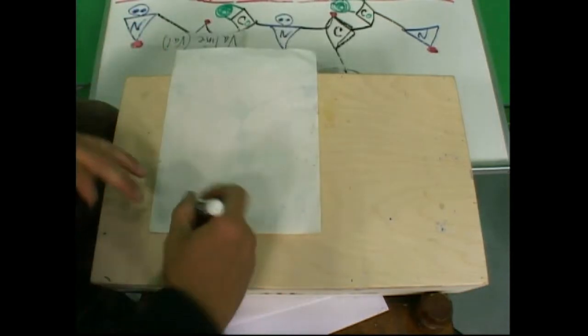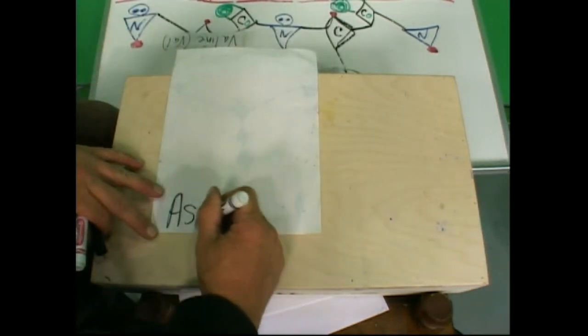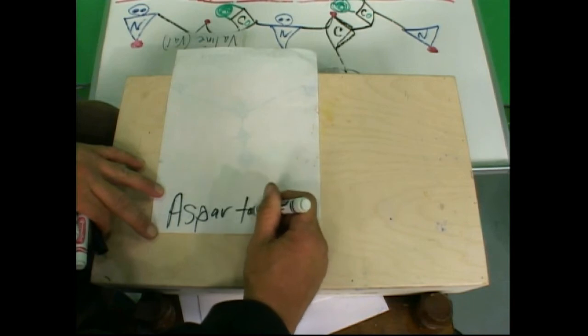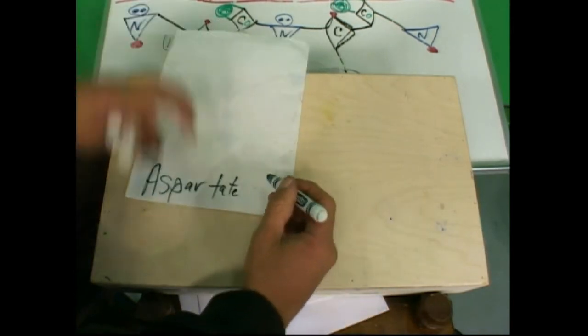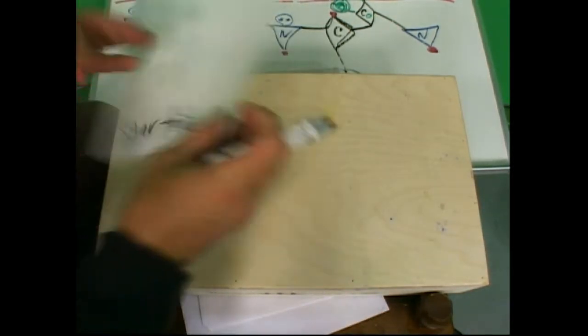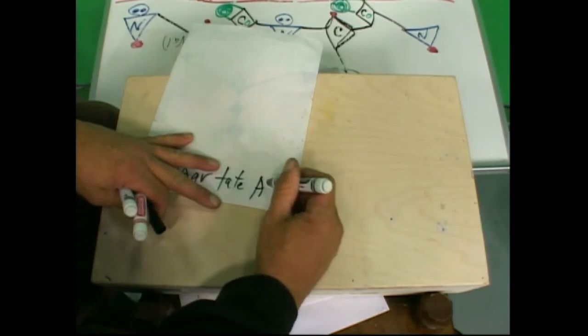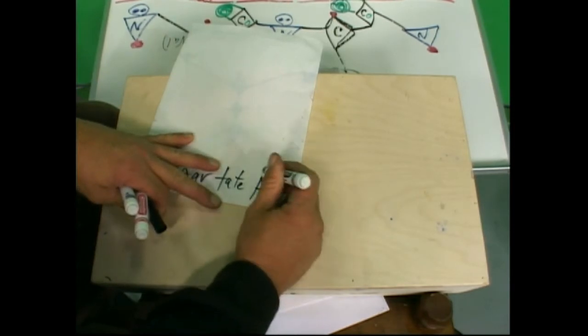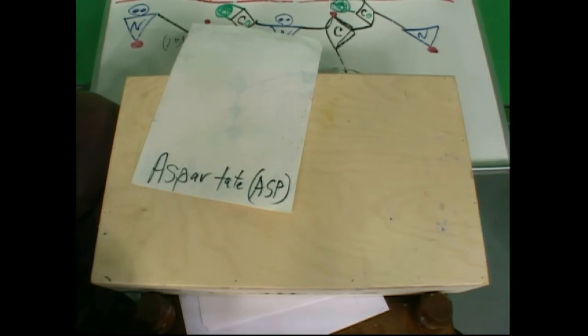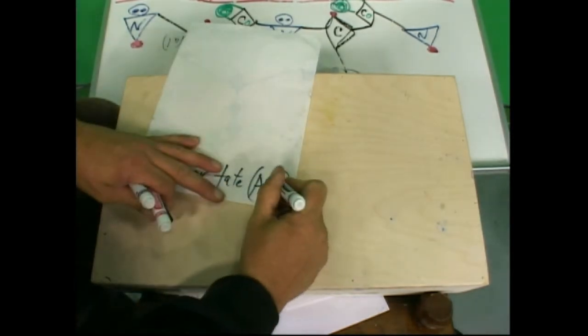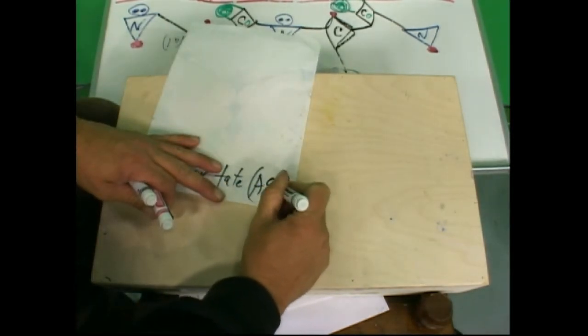acid. So here we're going to write aspartate, aspartate, because I like the chemist's version, ASP, ASP. Instead of ASAP, just remember ASP, and this should be lowercase. I just messed that up.